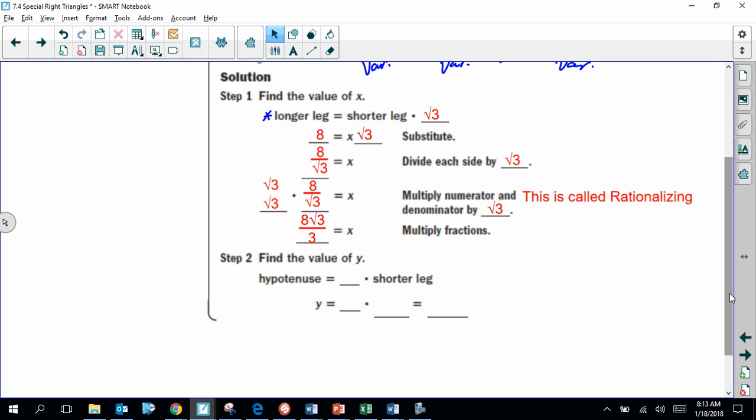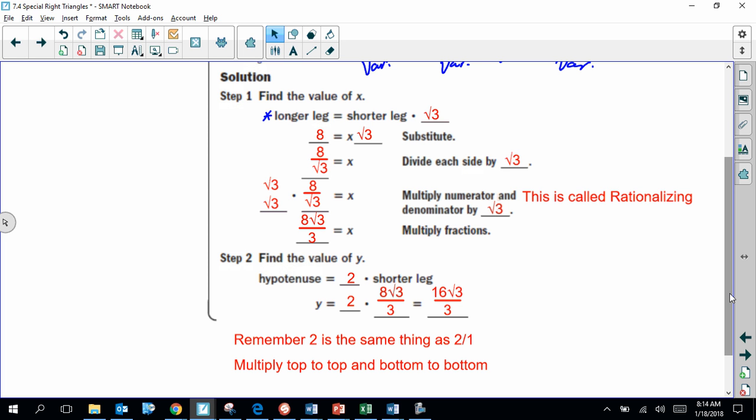So now we want to know what the length of the hypotenuse is. So I'm going to say the hypotenuse is equal to whatever the short leg is times 2. So the hypotenuse is the variable y, so I'm going to substitute that in, and I'm going to say 2 times 8 radical 3 over 3.